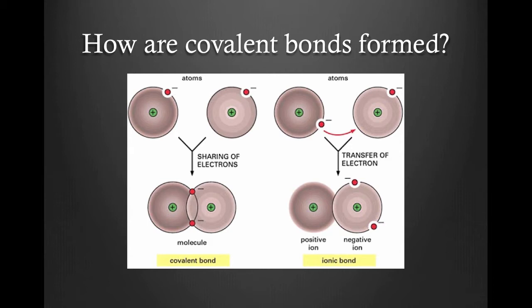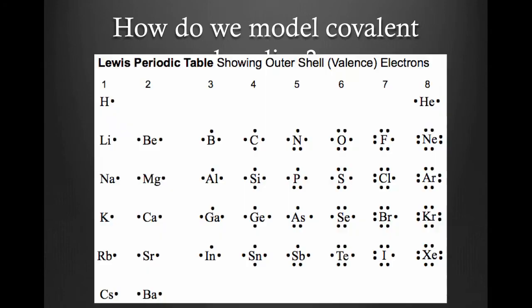We also see that that bond is an electrostatic attraction not between oppositely charged ions, but instead between the protons of one atom and the shared electrons. So the nuclei of both atoms are attracted to the shared electrons, and that makes the bond, and these are both very strong bonds. So how do we model covalent bonding?